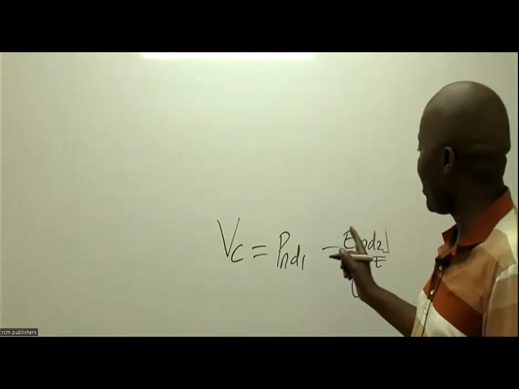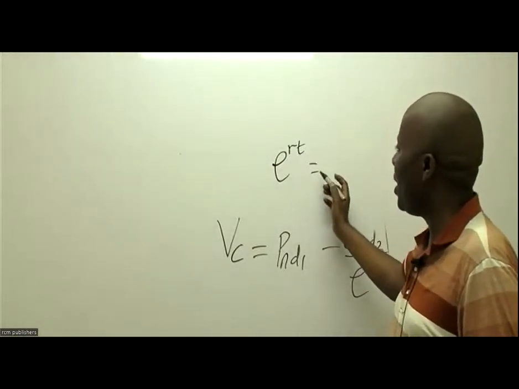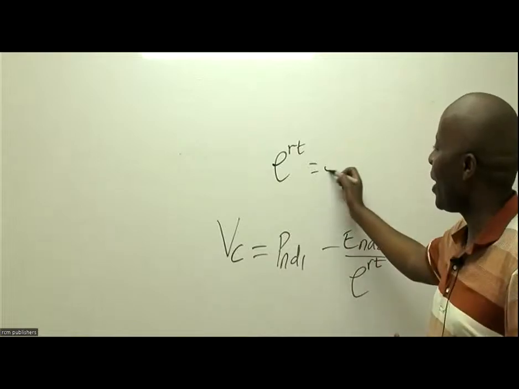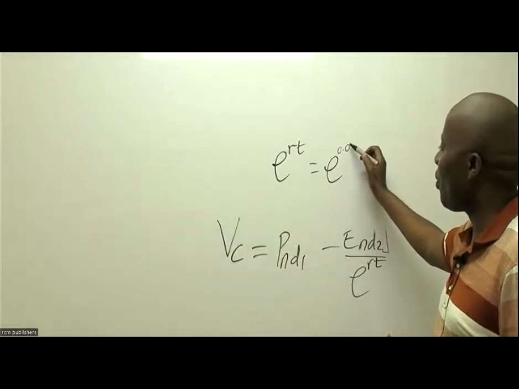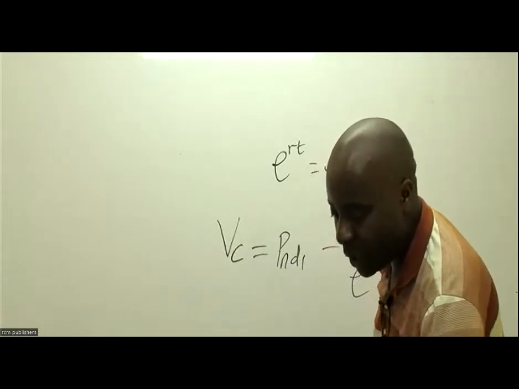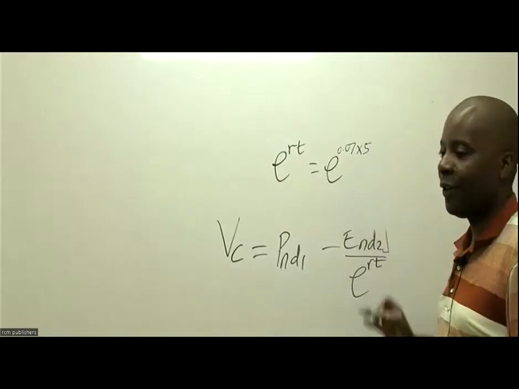Now, ladies and gentlemen, listen here. I'll come here and first of all evaluate this e raised to rt. So we have e raised to r, where r, the risk-free rate of return, you had given me 0.07, times time, which was 5.